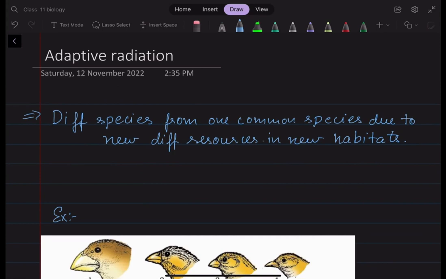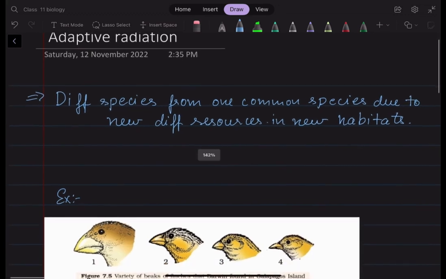So this basically means that many different species have evolved from a particular species as this common species moved to other geographical areas. As it moved to other geographical areas, it found new and different resources. Due to these new and different resources, it had to adapt itself. So that is why adaptive. And as it adapted itself to the different conditions, new species came into being. So that is why we call this adaptive radiation.